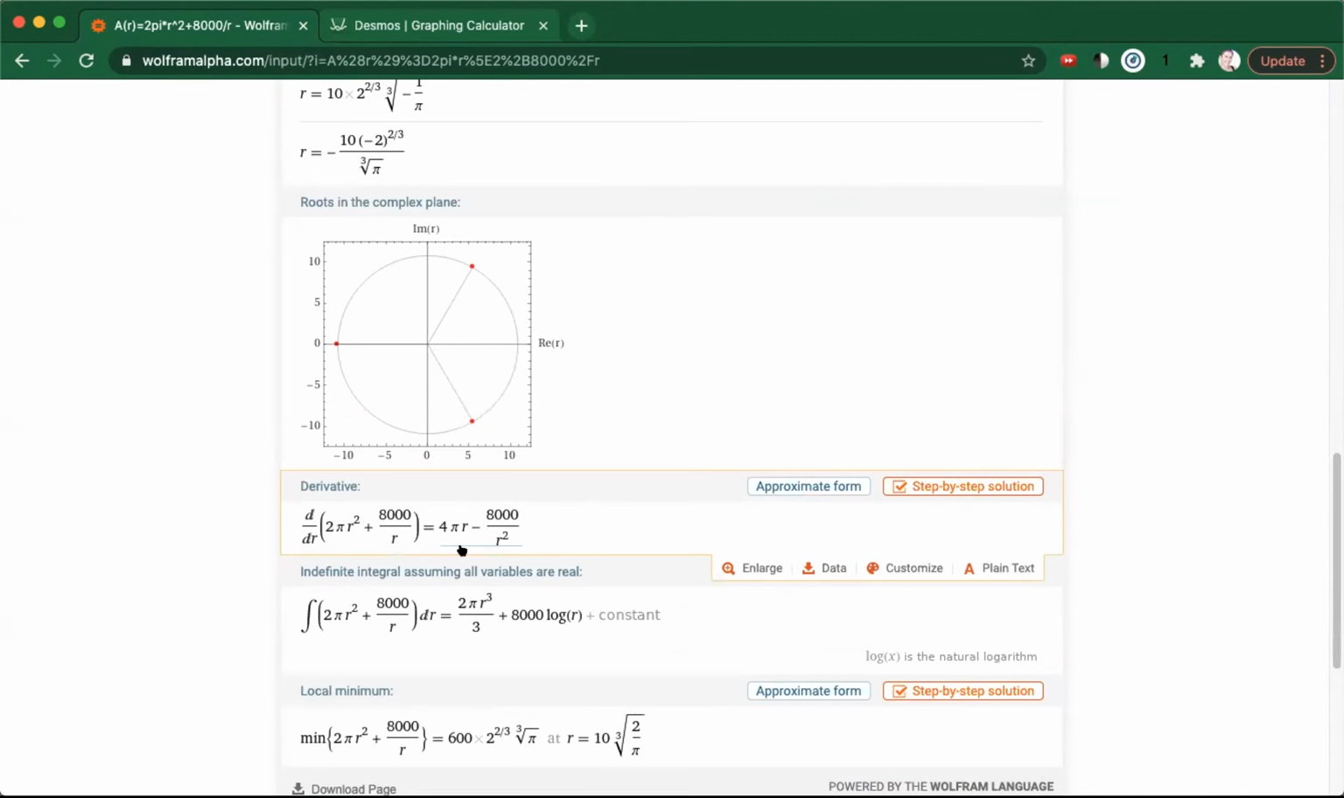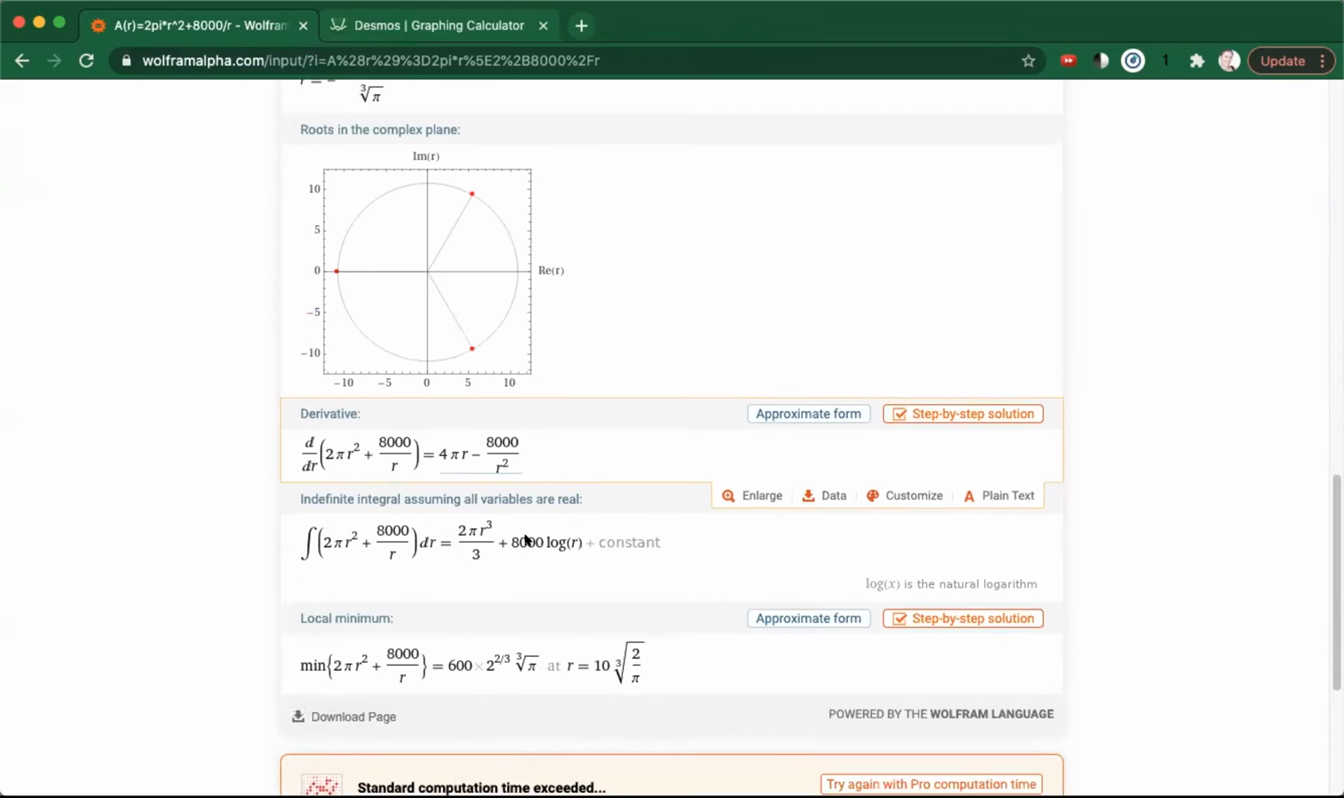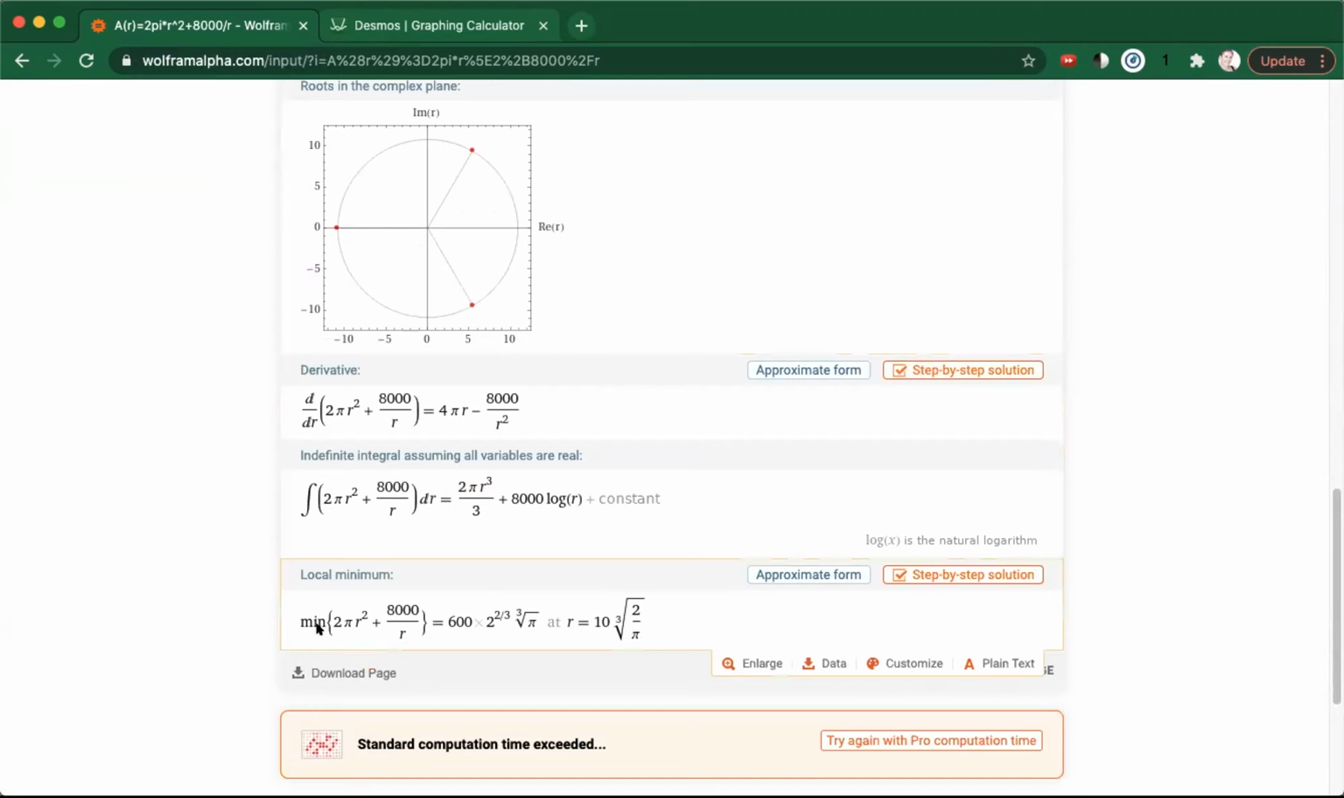This is the derivative, and I can look back on my work and see, yes, that's the derivative I got. Look, there's a local minimum. And it says there's a local minimum at 10 times the cube root of 2 over pi, which is exactly what we got. So there's a couple of checks on technology to see that we're getting the same result.